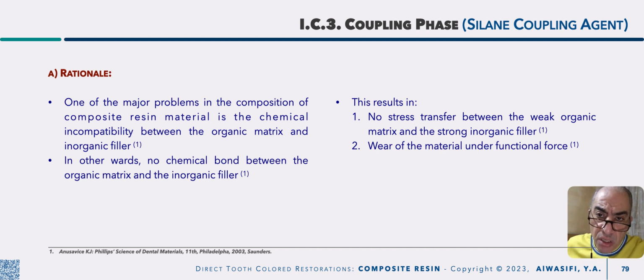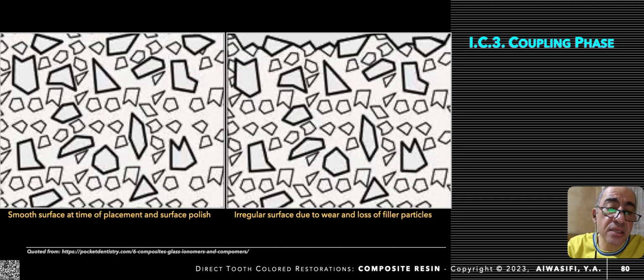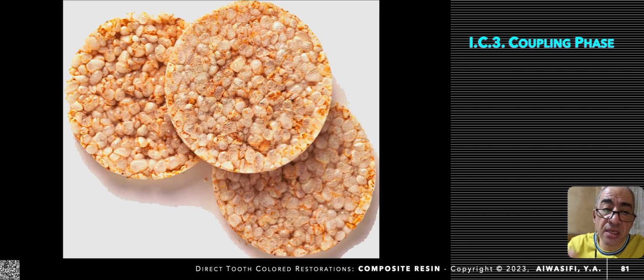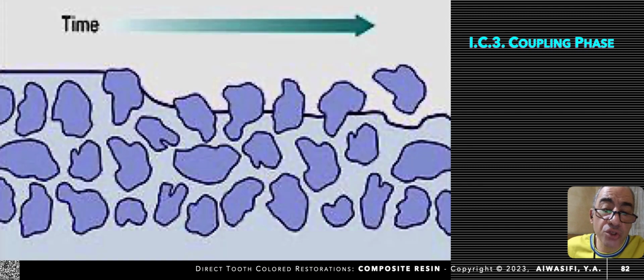That's why your resin matrix may be fractured, which leads to dislodgement of your filler particles and wearing of the surface. This is a schematic diagram showing the wear of the material. The material will look like a rice cake, as you could see. These particles are the filler, and with breakdown of the matrix over time, your filler will be washed away.